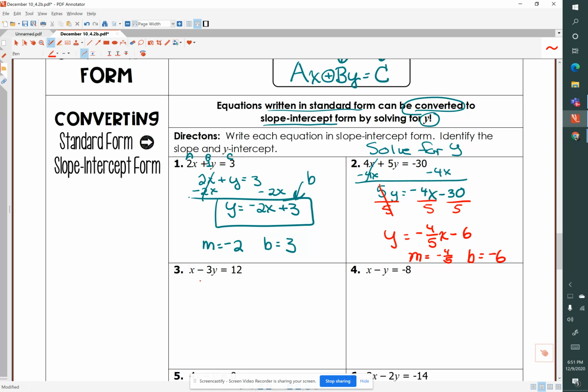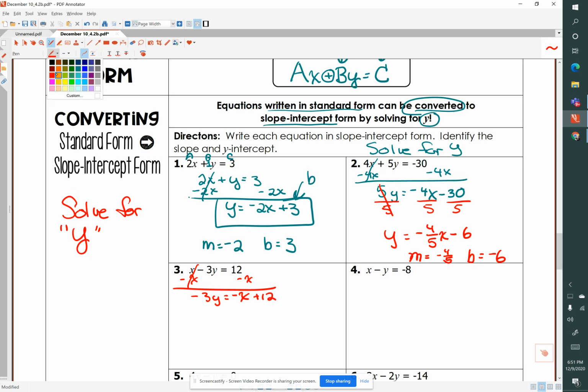So let's look at number 3. Again, we are solving for y. Maybe we need to write that over here so we remember. All right, so the first thing I think we'll do here is subtract x from both sides, which gives us negative 3y equals negative x plus 12. And then we will divide by negative 3 in the next step.